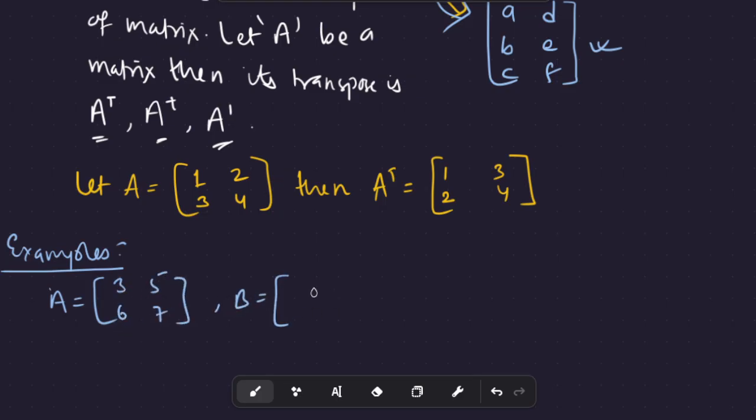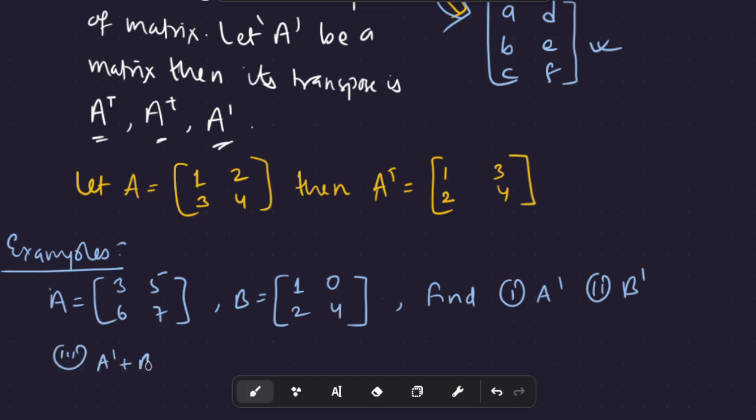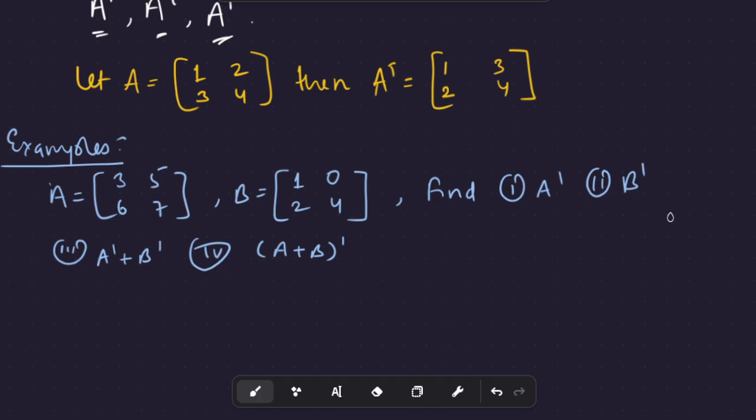Matrix B is 1, 0, 2 and 4. Now find, first, A transpose. Second, B transpose. The third one is A transpose plus B transpose. The fourth one is A plus B whole transpose. Okay, I think you can do it easily.